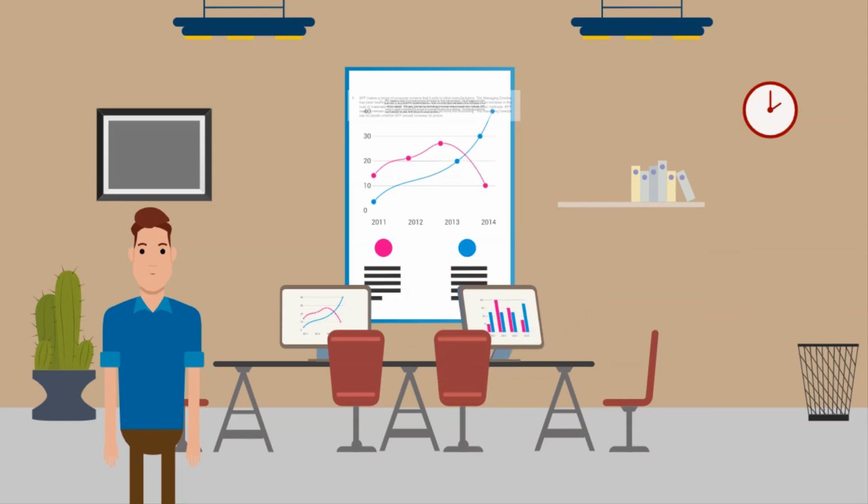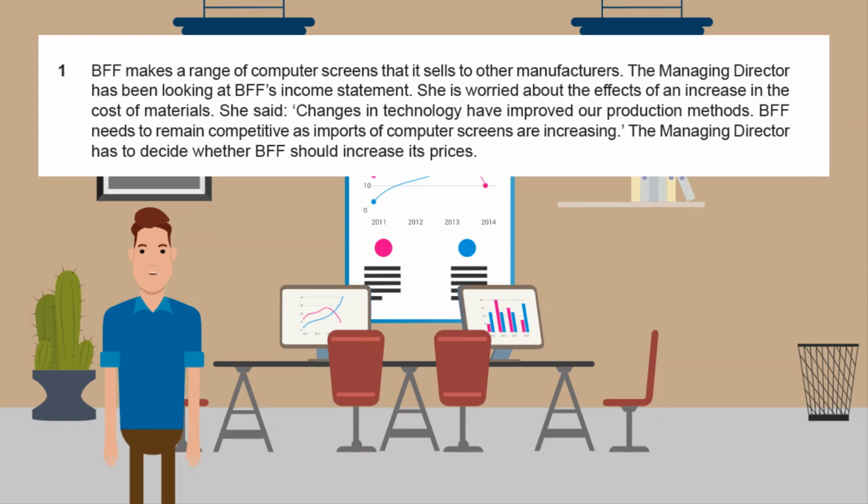Question 1. BFF makes a range of computer screens that it sells to other manufacturers. The managing director has been looking at BFF's income statement. She is worried about the effects of an increase in the cost of materials. She said, "Changes in technology have improved our production methods. BFF needs to remain competitive as imports of computer screens are increasing." The managing director has to decide whether BFF should increase its prices.